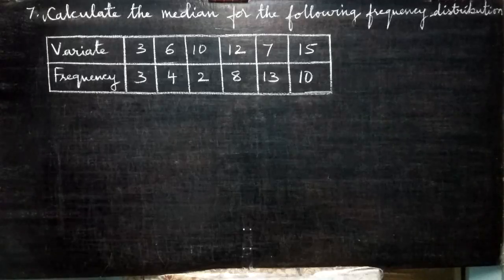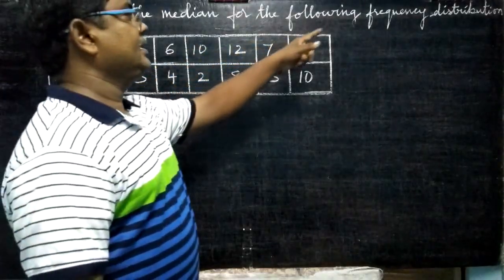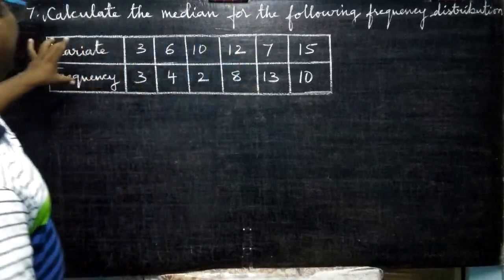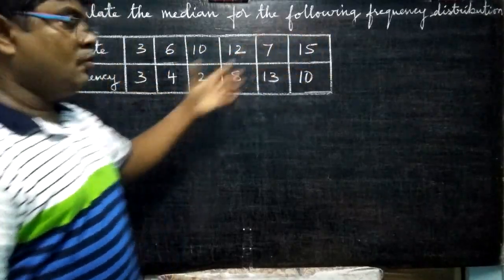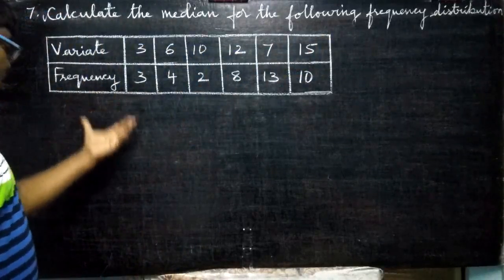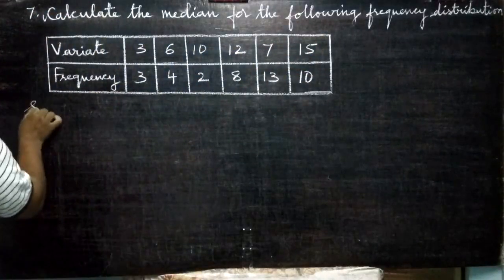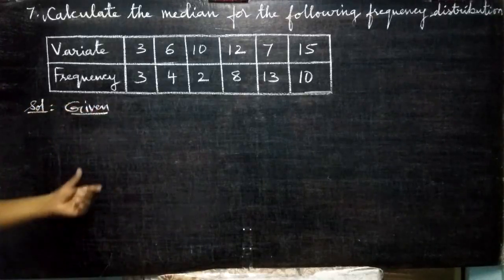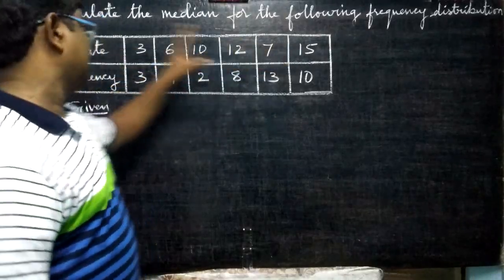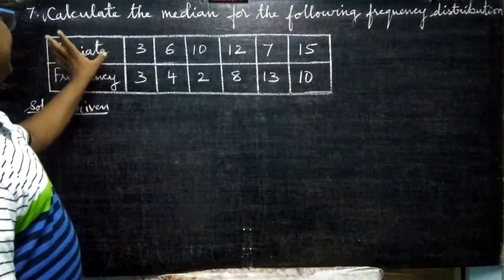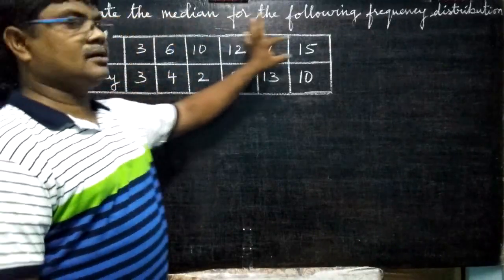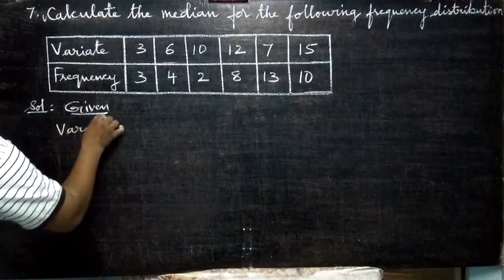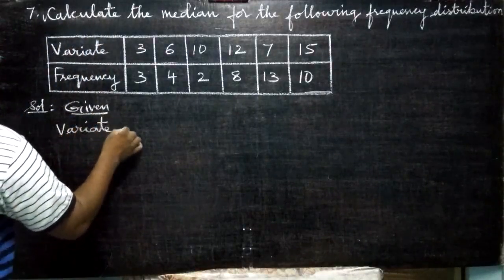Seventh problem. Calculate the median of the following frequency distribution. Now the problem is given in horizontal direction. We have to write it in vertical direction. Solution: while writing itself, you see whether it is in order or not. Variety, this is frequency. This variety should be in order. Are you able to follow? It is not in order. Always it won't be in order; sometimes it may be in order.